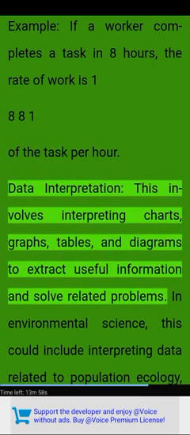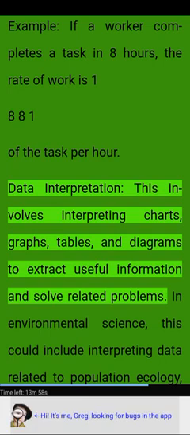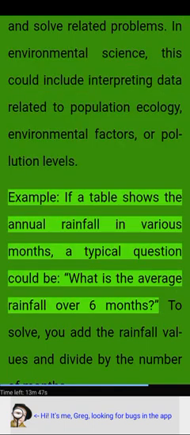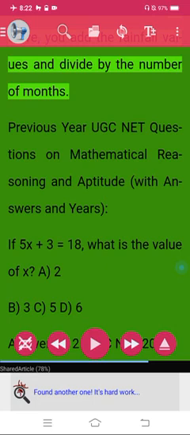Data interpretation. This involves interpreting charts, graphs, tables, and diagrams to extract useful information and solve related problems. In environmental science, this could include interpreting data related to population ecology, environmental factors, or pollution levels. Example: if a table shows the annual rainfall in various months, a typical question could be, what is the average rainfall over 6 months? To solve, you add the rainfall values and divide by the number of months.